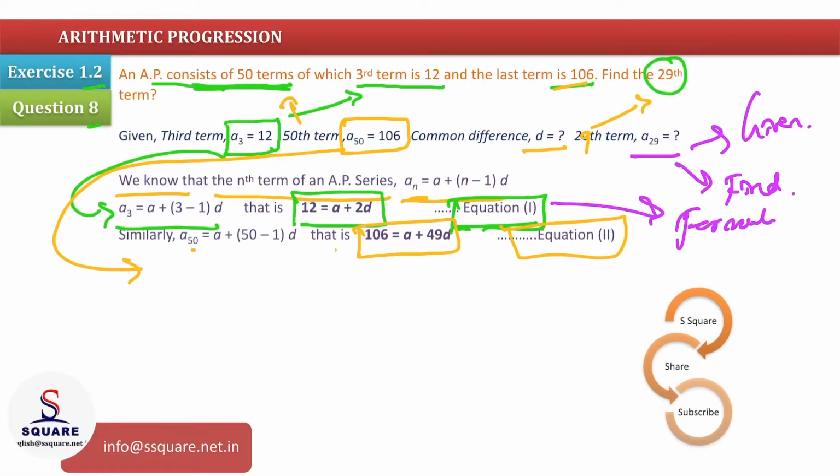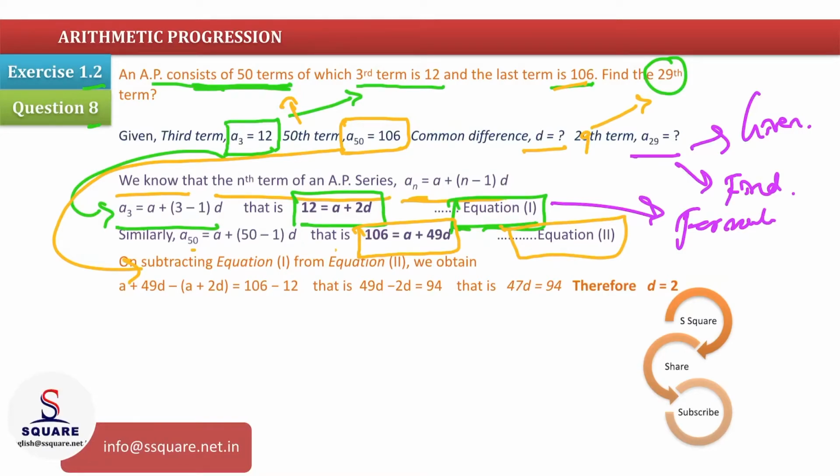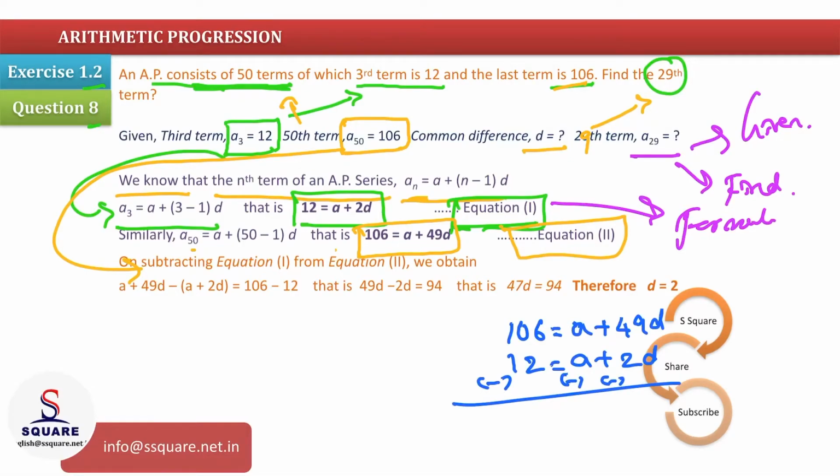So I am taking two equations. In that I am going to subtract equation 1 from equation 2. 106 is equal to a plus 49d. 12 is equal to a plus 2d. We need to do subtraction. So 49 minus 2 is 47d.